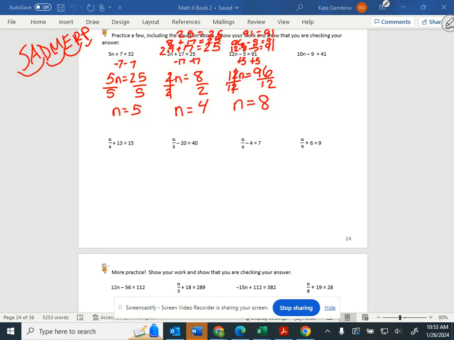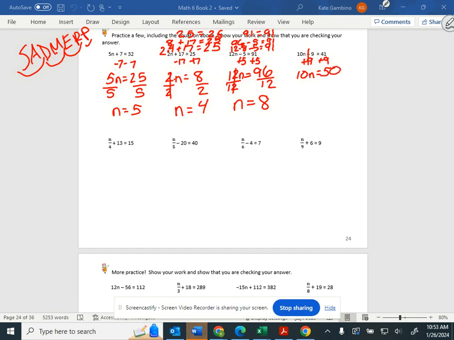So one more on the top row, and then we're going to switch down to the bottom row. So we have 10n minus 9 equals 41. What's my first step? Lilia. You add 9. We were subtracting 9, so we need to add 9 to both sides. Minus 9 plus 9 zeros out, so I have 10n equals 41 plus 9 is 50.